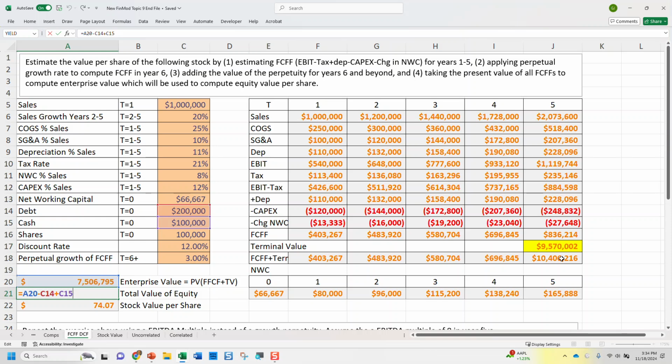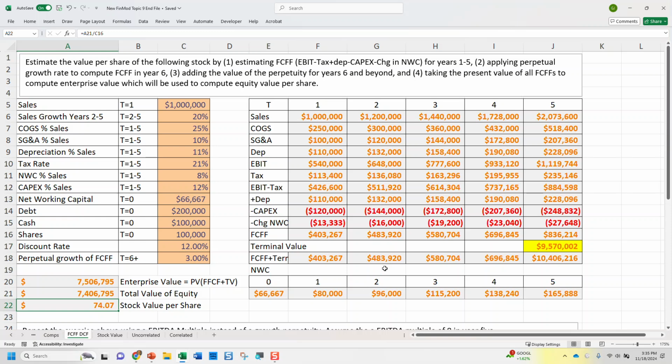I subtract debt, add cash, since cash is not needed in operations, I'll assume for this model. And when in doubt, don't include it unless it's otherwise specified. In other words, when in doubt, assume cash is not needed for operations, so I can use it to pay off debt if I wanted to. And then that'll give me the equity value of the firm. I then divide by number of shares outstanding today, and it tells me the stock is worth $74.07.